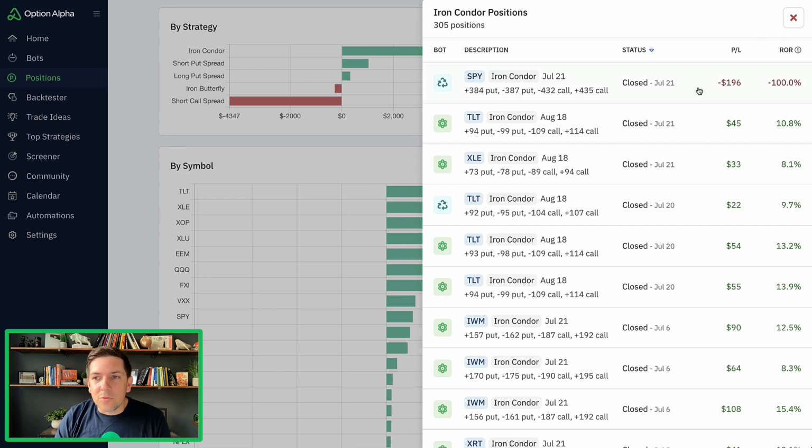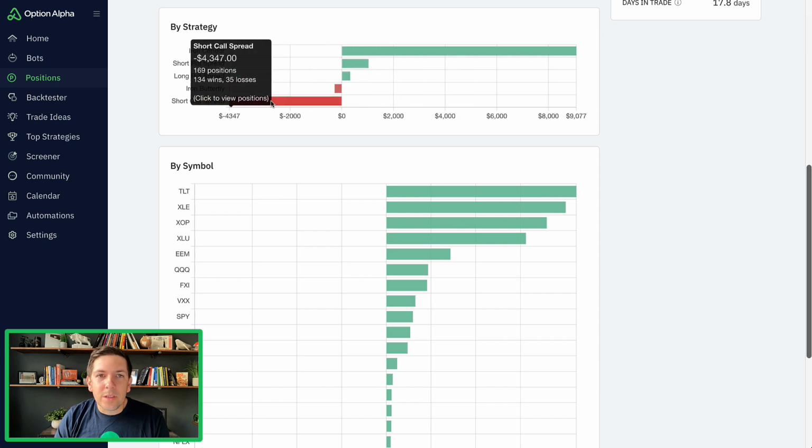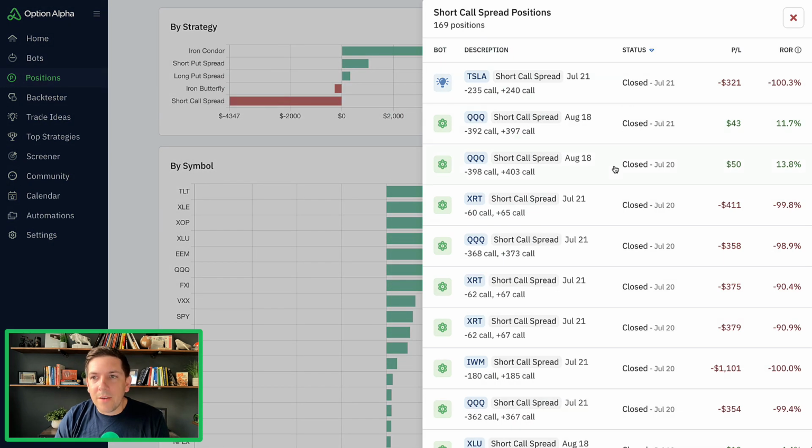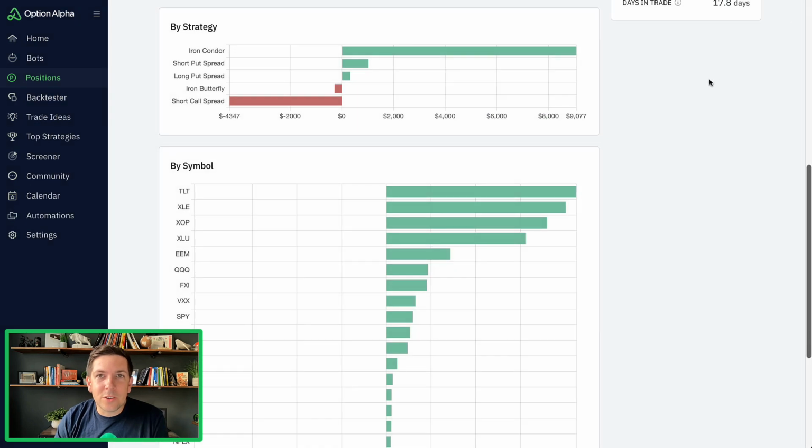Is it just random that we had lots of small profits and a couple of big losers? Or for the example here of short call spreads, do we have some very small profits and lots of big ones that kind of turned against us? So what does that mean for your portfolio? How can you start to investigate this and see how you can make changes to your strategies?